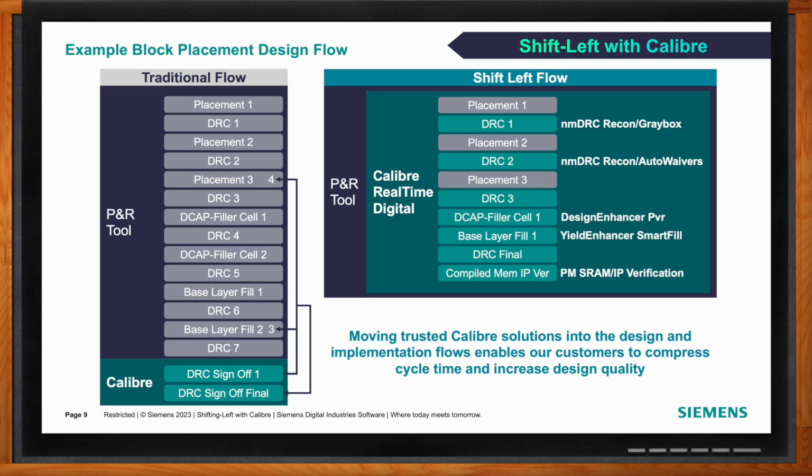So again, that is shifting left a problem that wouldn't reveal itself till silicon, all the way up into initial placement of the block. So you can see that this whole concept of moving these trusted Calibre tools from the end up into the implementation cycle is what, we believe, really compresses the cycle time and gives you better quality and better results much faster. And fundamentally, Amelia, that's what we mean, and that's what we're trying to accomplish.